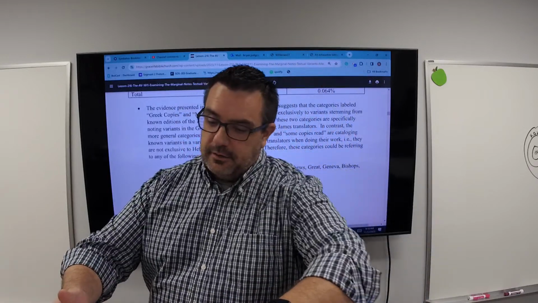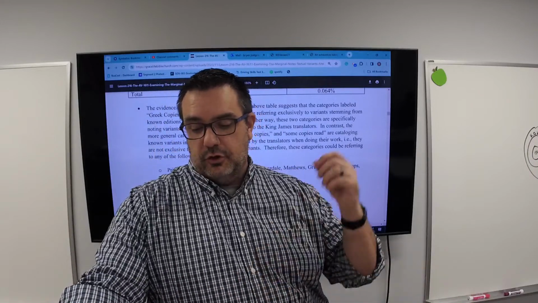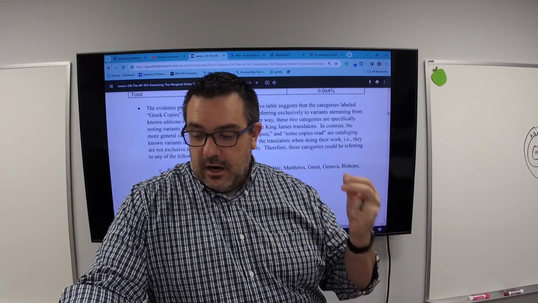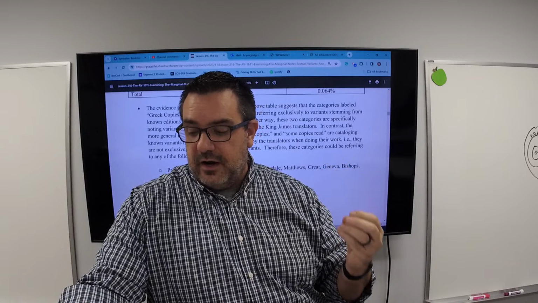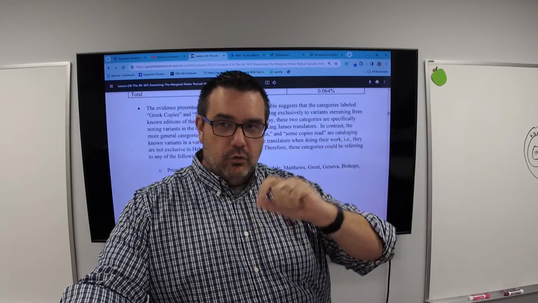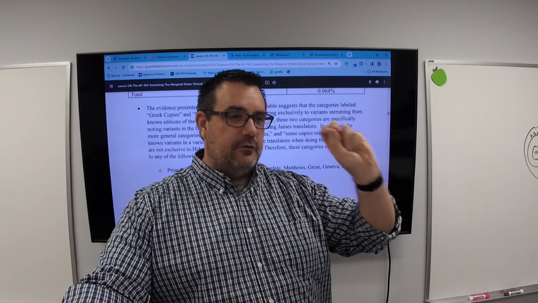So, first point under the table. The evidence presented in Lesson 215 and the table above suggests that the categories labeled Greek copies and many ancient copies are referring exclusively to variants stemming from known editions of the Textus Receptus. So, when they say Greek copies or ancient copies, and you look at the 3 times that those 2 different categories occur, they are specifically noting variants in Greek.